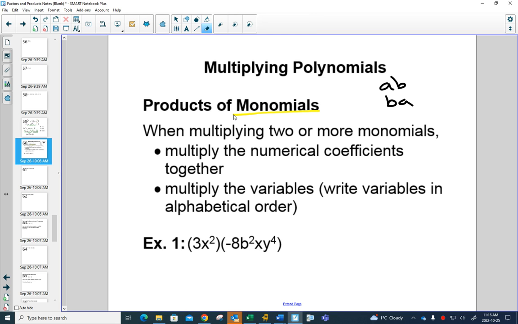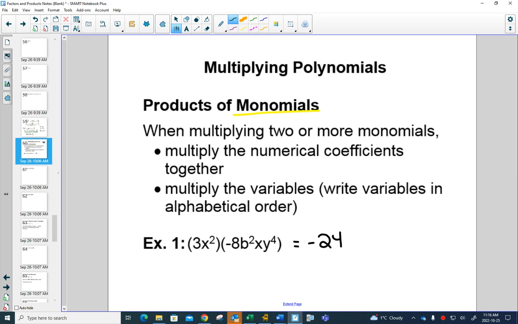So, we're multiplying this first example. And we got 3 and negative 8. Those are our numbers. Multiplying those, negative 24. Then we look at our variables. We have an x squared here, and we have a b squared x and a y to the 4 there. And we're going to multiply them together.